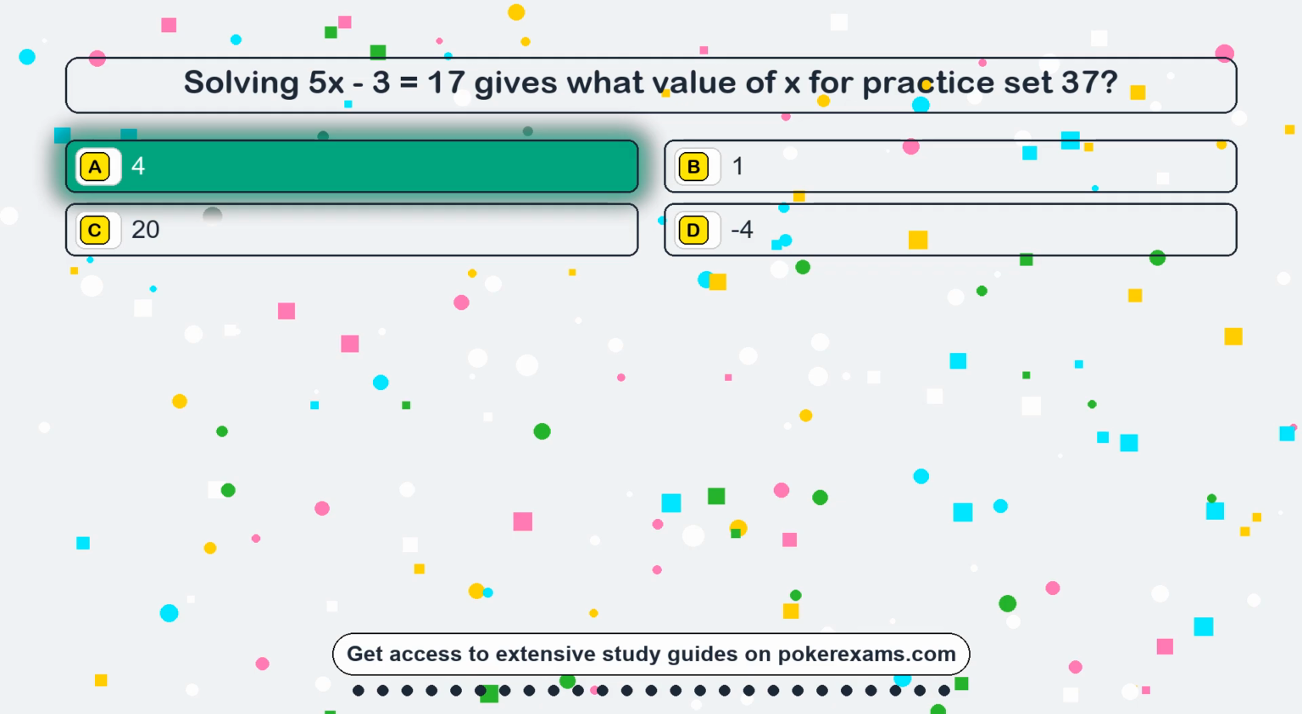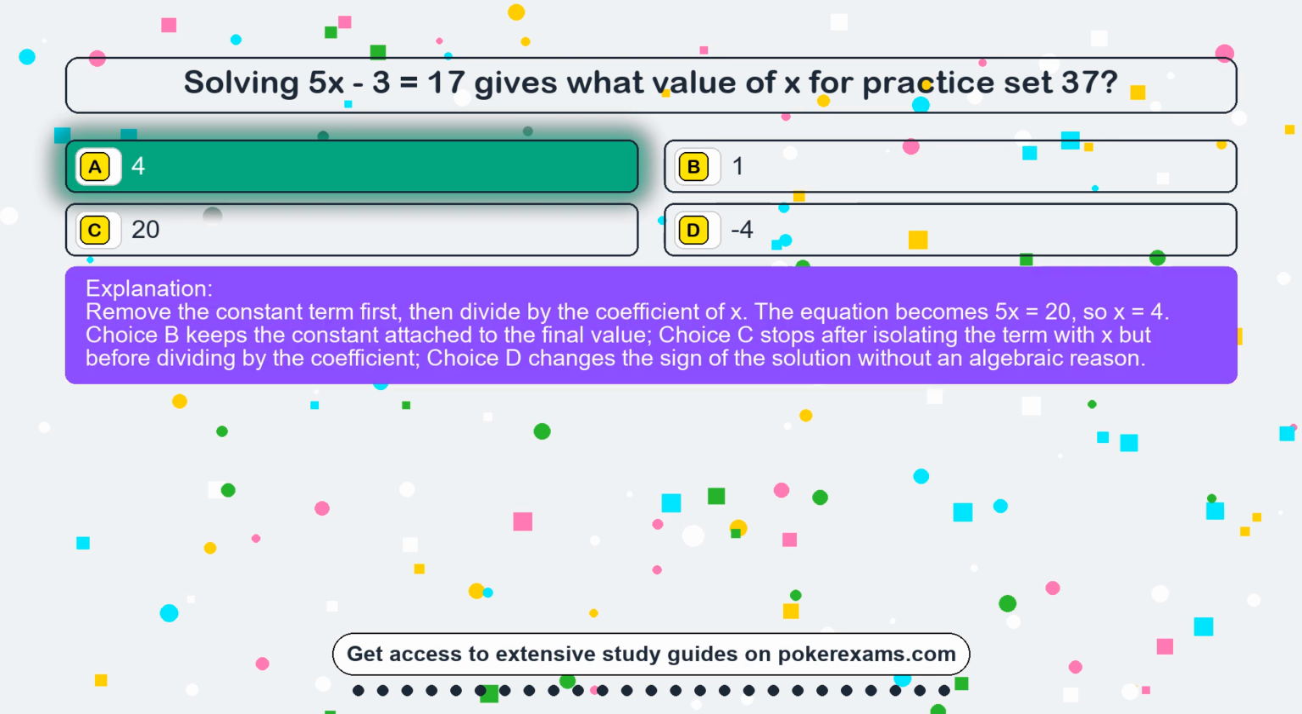The correct answer is option A, 4. Remove the constant term first, then divide by the coefficient of x. The equation becomes 5x equals 20, so x equals 4. Choice B keeps the constant attached to the final value, choice C stops after isolating the term with x but before dividing by the coefficient, choice D changes the sign of the solution without an algebraic reason.